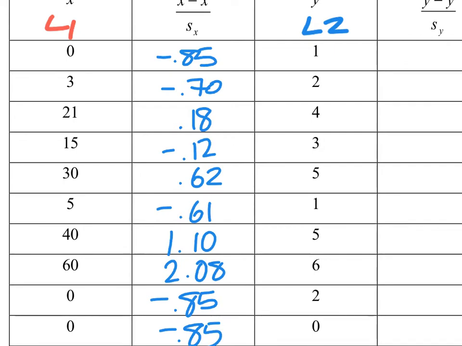All right, so we're going to do the same thing for L4, except we're going to call upon L2 and the Y values. L2 minus vars statistics Y bar, divided by vars statistics SY. Let it run the numbers, and then all you have to do is write it down.